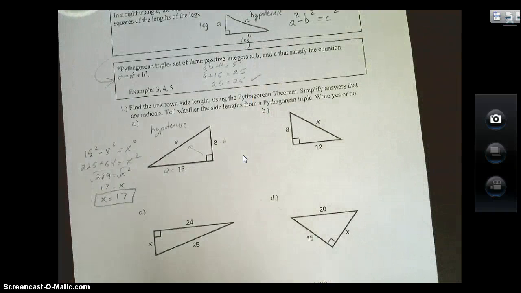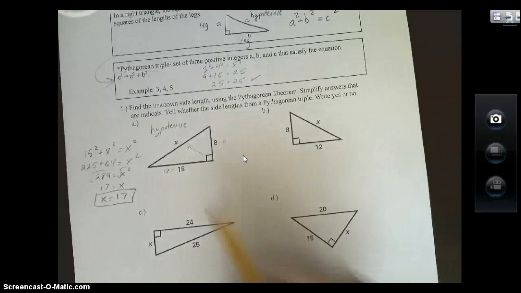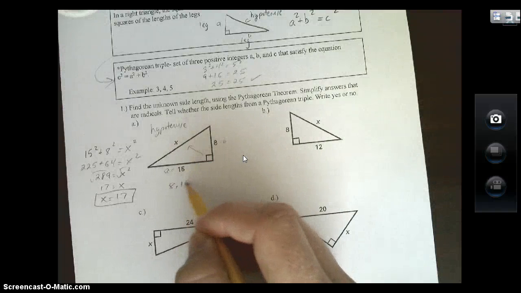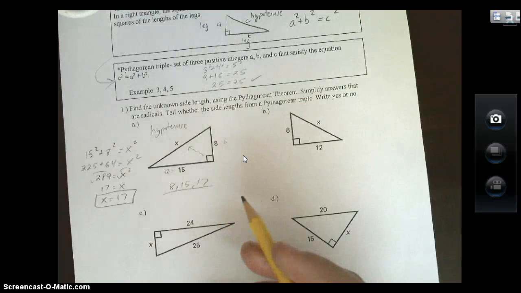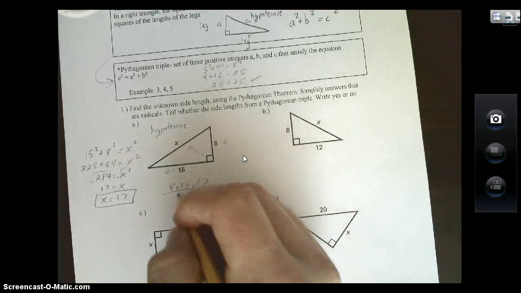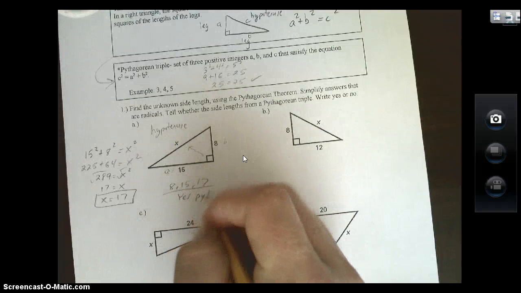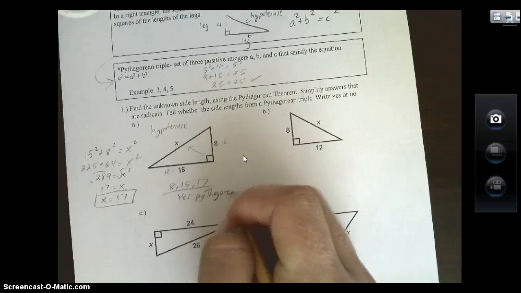So, due to that fact, look at our sides now. We have sides 8, 15, and 17. Are they all positive integers? Yes. There are no radicals in there, there are no decimals, so yes, this would be a Pythagorean triple.